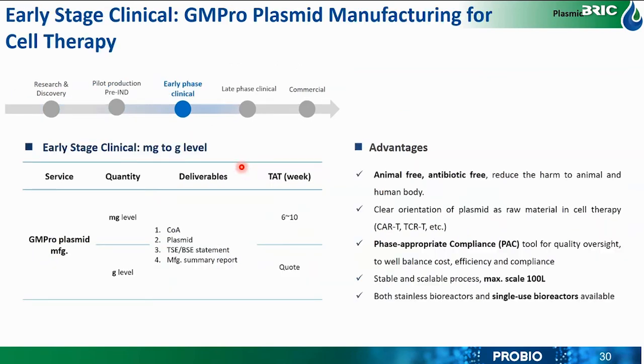Also, we have the GMP-Pro plasmid. It is popularly used for the clinical stage, and it is animal-free and antibiotic-free to reduce harm and benefit safety. It is also a very clean plasmid as a raw material for cell therapy in clinical trials. In this kind of GMP-Pro quality system, we apply a phase-appropriate compliance tool for quality oversight to balance cost, efficiency, and compliance. And our maximum capacity is 100 liters to produce large-scale plasmid.